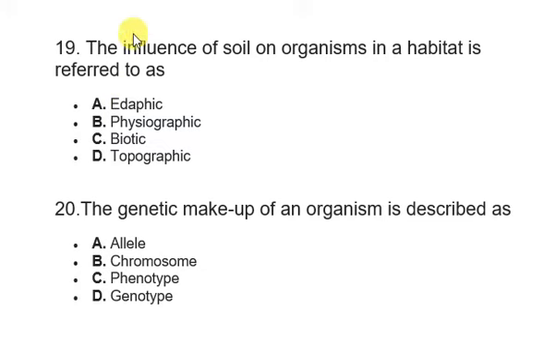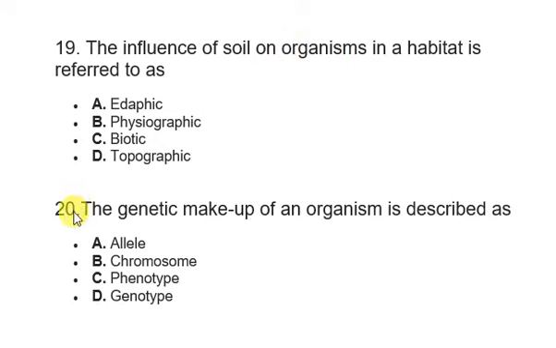So look at the question again. The influence of soil on organisms in the habitat is referred to as edaphic. That's the definition. Physiographic has to do with the natural influences. It does not have anything to do with the soil. Biotic has to do with living influences, that is influences caused by living organisms, whatever animals or what is living in the habitat. Topographic has to do with the slope, the curvature, the elevation influence on organisms. So the correct answer here is option A. The influence of soil on organisms in a habitat is called edaphic.